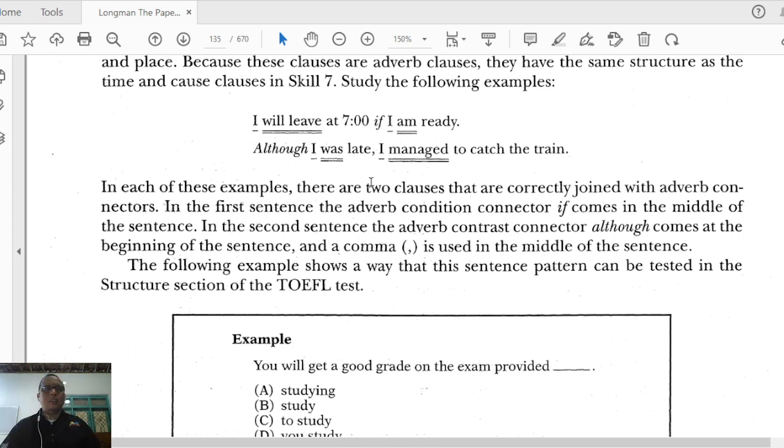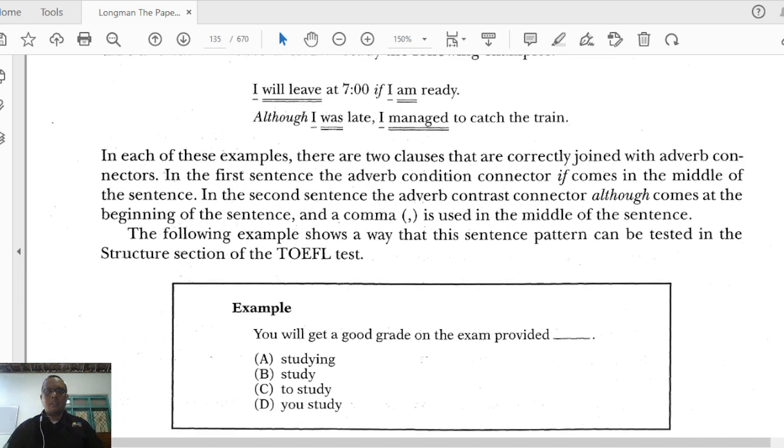In each of these examples, there are two clauses that are correctly joined with adverb connectors. In the first sentence, the adverb condition connector if comes in the middle of the sentence. In the second sentence, the adverb contrast connector although comes at the beginning of the sentence, followed by a comma. It is used in the middle of the sentence.